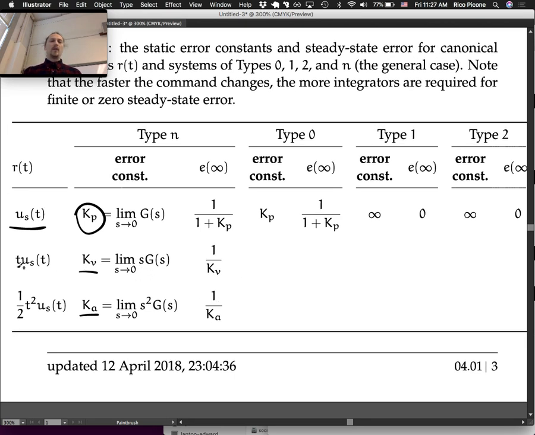So when you have a ramp input, a ramp command, and a type n system, just in general, whenever you have a ramp input, this is your steady state error, 1 over Kv, where Kv is called the velocity constant. It's one of the static error constants, and it's defined to be the limit as s goes to 0 of s g of s.